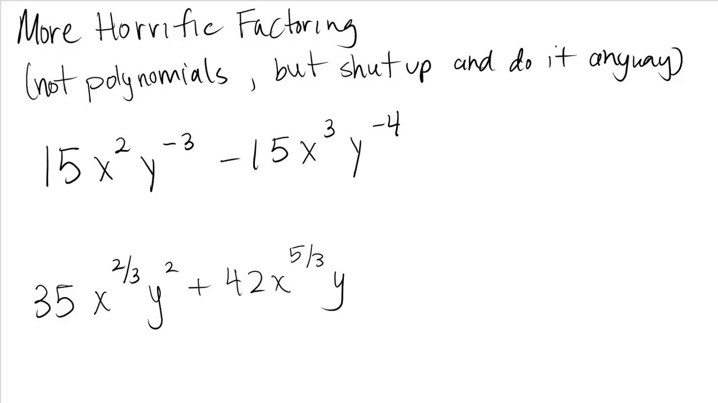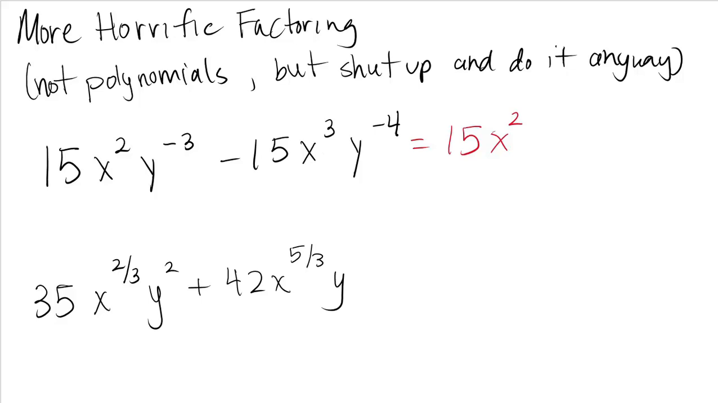In the first example, we have 15x squared y to the negative 3 minus 15x cubed y to the negative 4. I'm going to start by looking for the numerical GCF, which I think you can see is 15. They both share 15. Then I'm going to go to the x's, and this doesn't seem difficult because we have positive exponents on each. There are 2 x's here, there are 3 x's there. We take the smaller amount, right? We take 2.